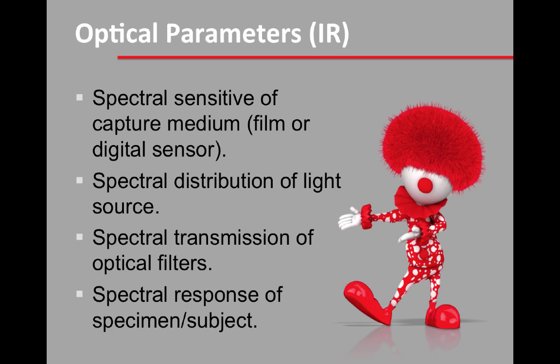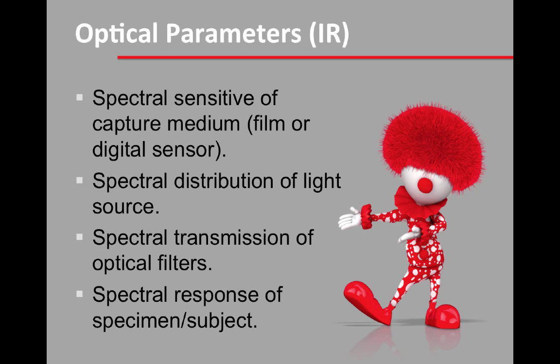Okay, now this method works with four optical parameters. The first one is the spectral sensitivity of the capture medium. Whether you use film, it has to be sensitive to infrared, or a digital sensor, the digital sensor has to be infrared sensitive. The second one is that the light distribution has to contain infrared. If you don't have any infrared in your light source, you can't have any reflected infrared because there's no infrared to start off with. The third is the spectral transmission of the optical filters.